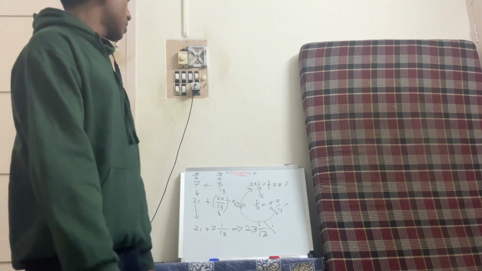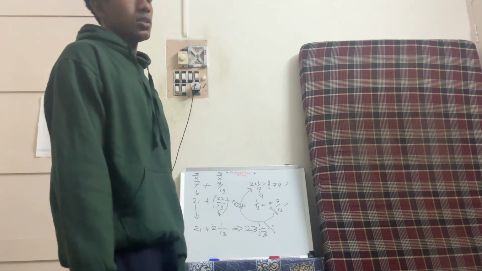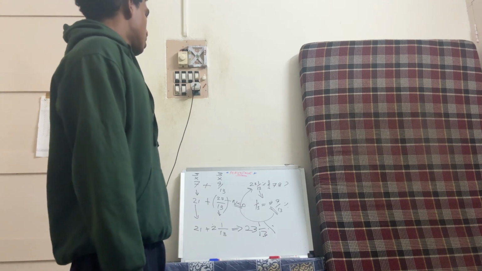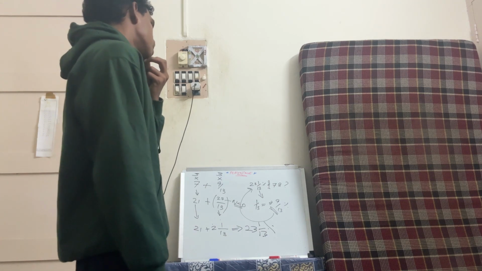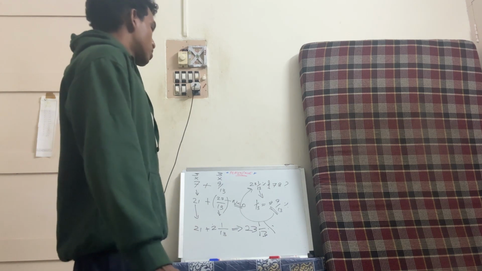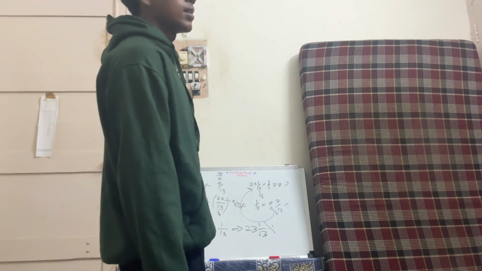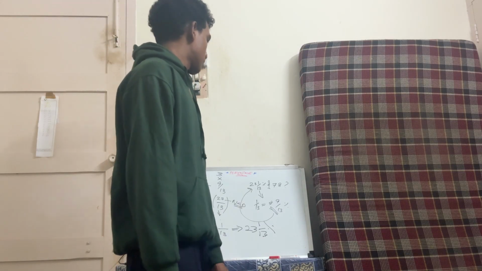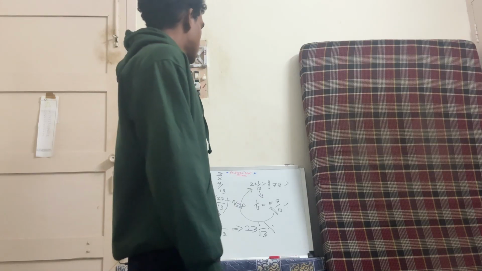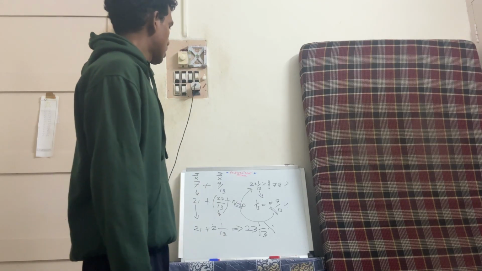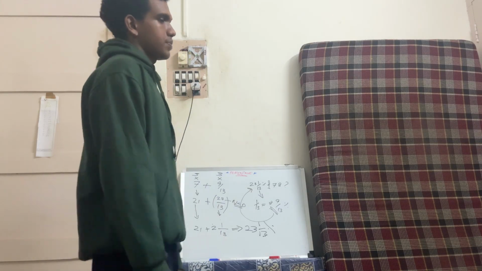So we know that if you multiply 3 with 1 by 13, we will get 23 1 by 13 percentage.